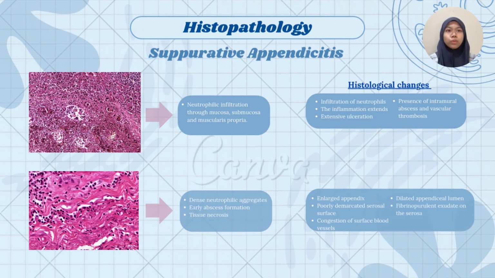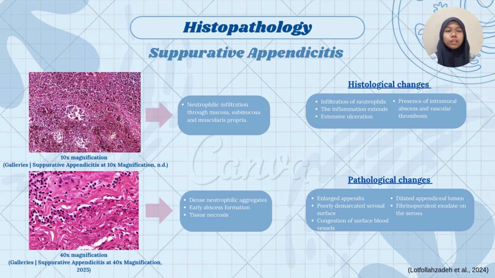Now, moving to suppurative appendicitis. At low magnification, we see diffuse infiltration of neutrophils extending across the entire appendiceal wall. At higher magnification, dense neutrophilic aggregates are visible, often forming small intramural abscesses. Areas of necrosis and early tissue breakdown are also apparent, especially in the muscular layer.